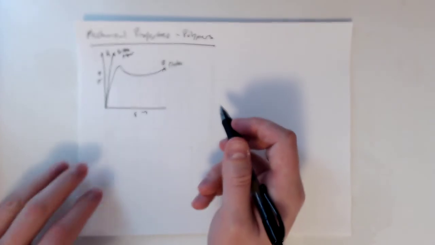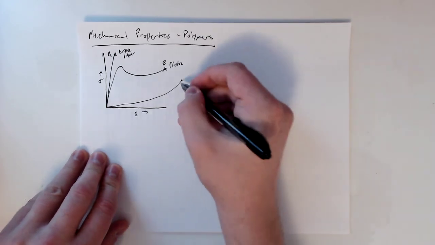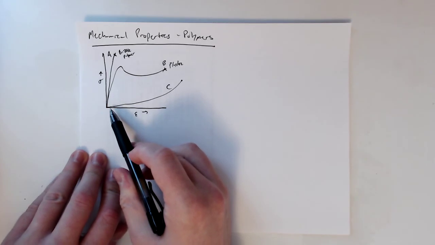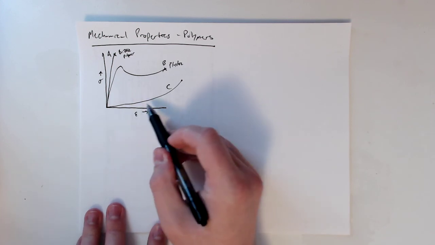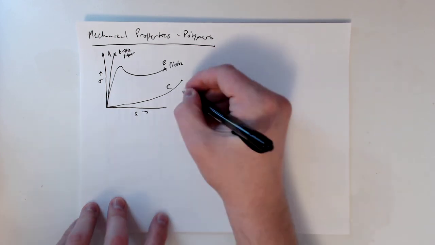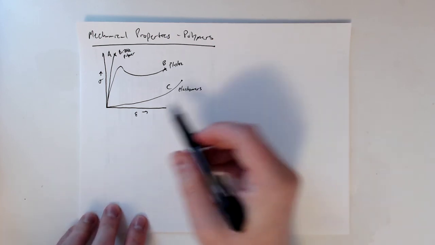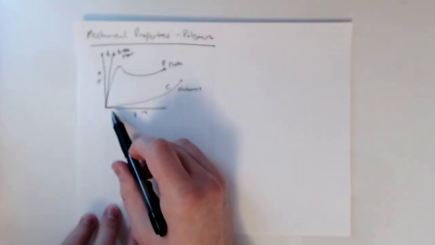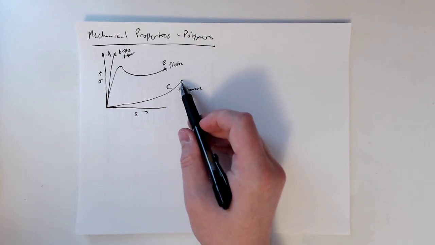The third general category we might see is something like this. This is C. This is where we have a very long extension, but this is actually all elastic. This is just nonlinear elastic behavior. These are things like elastomers, things like rubber bands, right? You can stretch them a long way, but it's purely elastic. If you release it, it'll go back to its original shape. And you have to take them a very long way before they break.